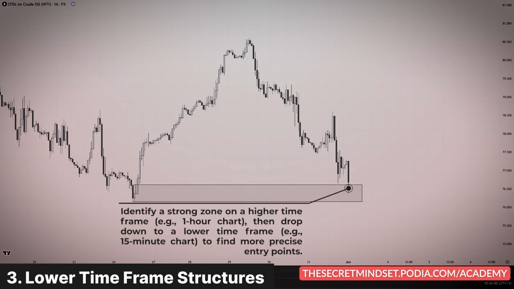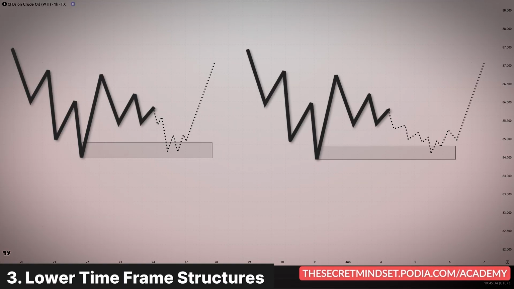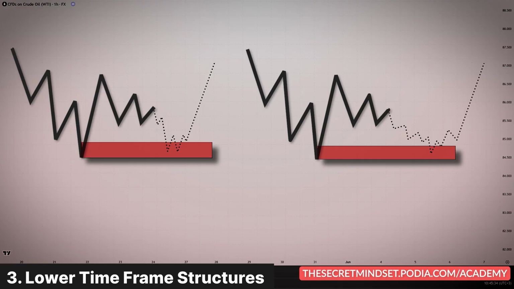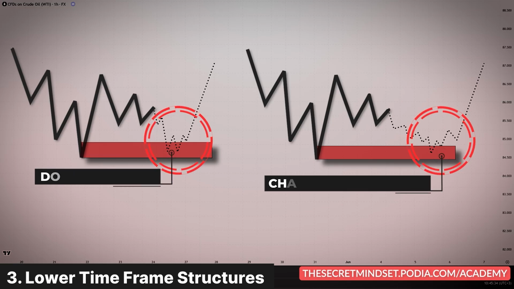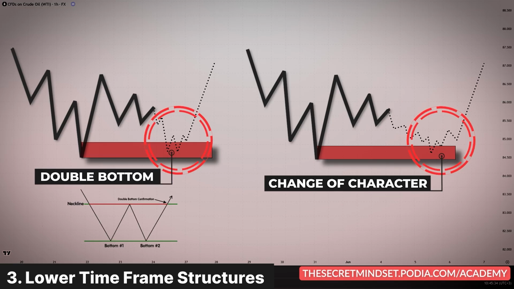For example, let's say you've identified a strong demand zone on the 1-hour chart, but you want to get more precise with your entry. Instead of just buying blindly at a level, you could drop down to the 15-minute chart and look for a reversal pattern, like a double bottom, or a change of character to form at the zone. In this way, you can often get a tighter entry with a better risk-to-reward ratio.